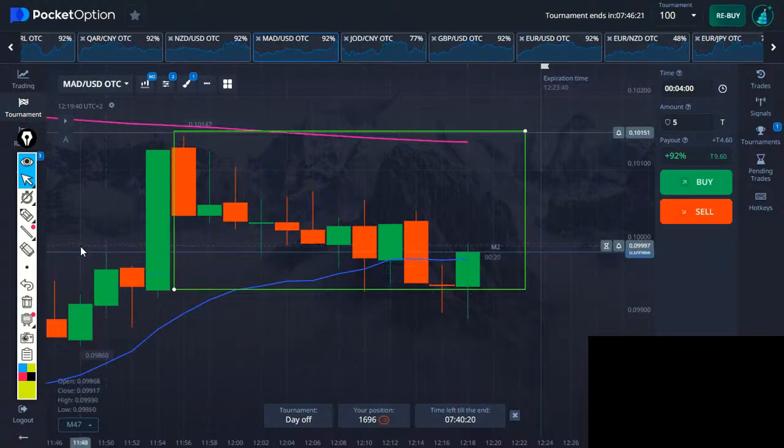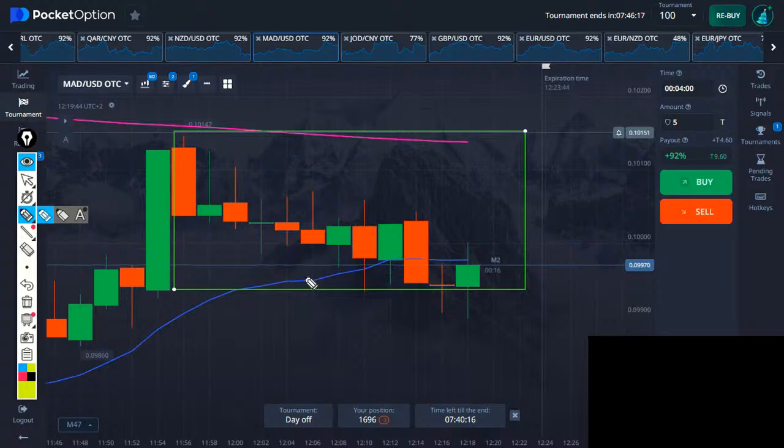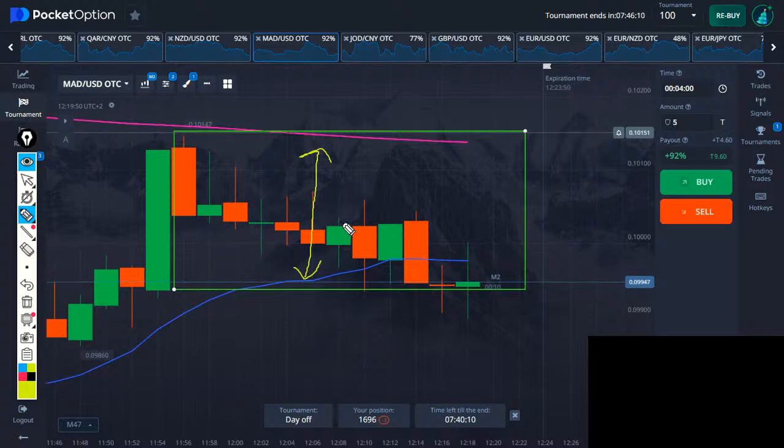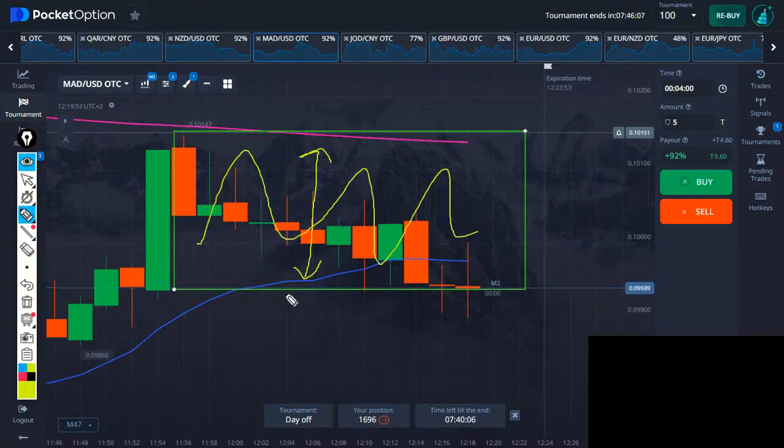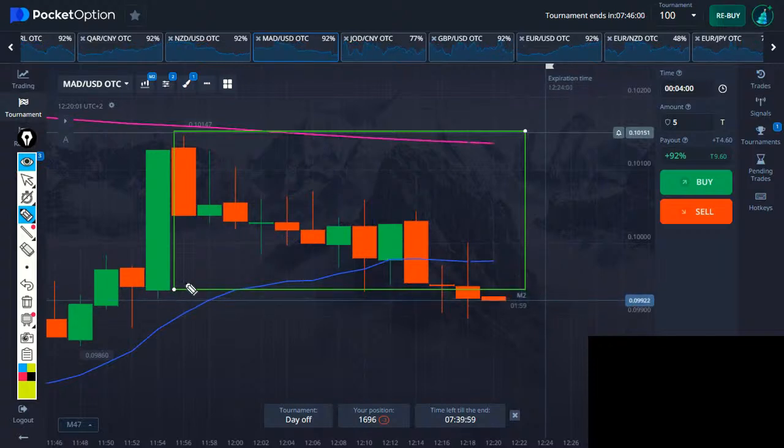Do not take trades in this area, whenever you see the price moving between the 200 EMA, SMA and the 20 SMA. Do not take trades in this area. This is called the trap zone. Do not trade. Beautiful, it's forming. Hold on, I'm a bit late. However, I'll take it.